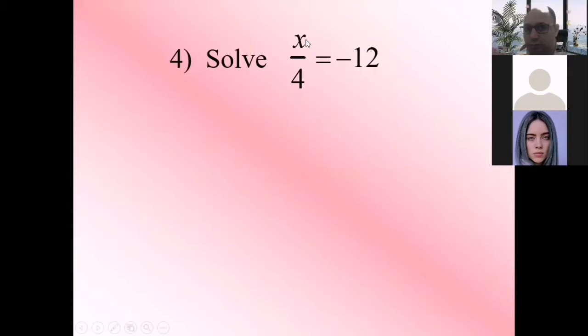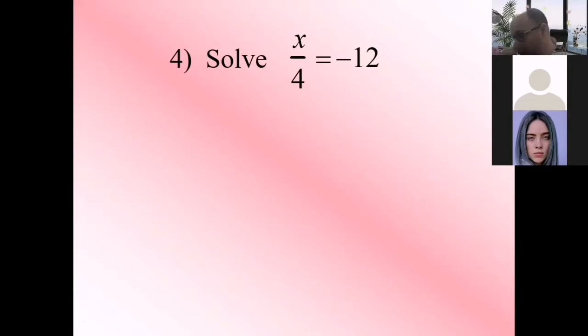6 over 4, x over 4 equals minus 12. Yeah, x over 4 equals negative 12. When I see this, what is this operation called? Multiplication, addition, subtraction, division? Division. Yeah, division. When I see division, how can we solve this equation using the inverse of division? Multiply by 4 on both sides.